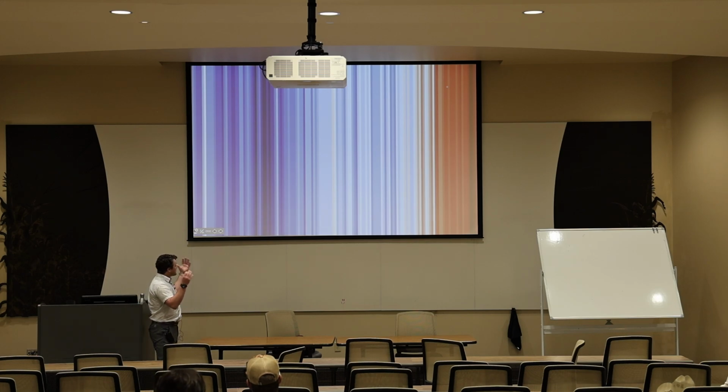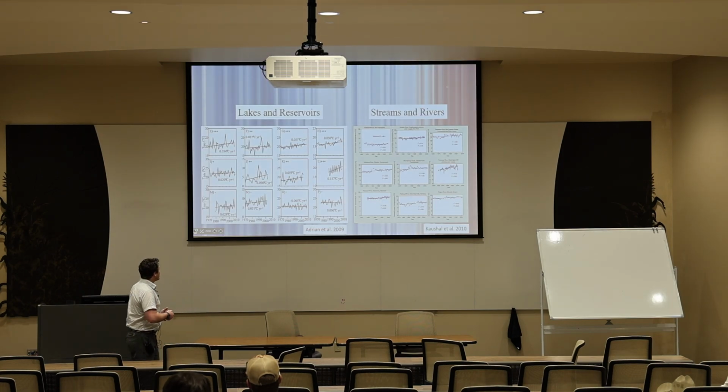And this pattern at the global scale also influences patterns at local scale. These are two examples that are each about over a decade old. But what they show is that for both lakes and reservoirs and streams and rivers across broad geographical areas, we see variability, but similar trends of upward trending temperatures in these habitats.